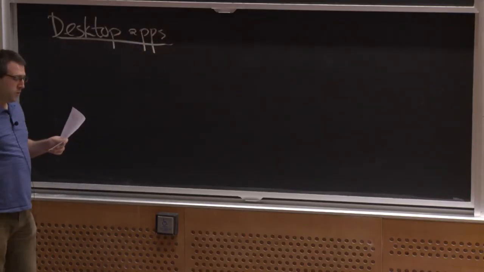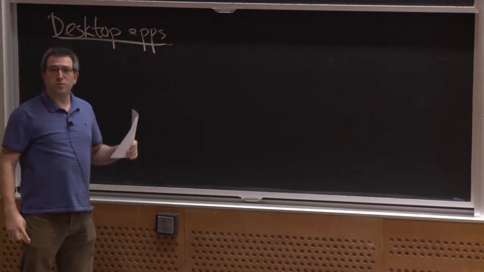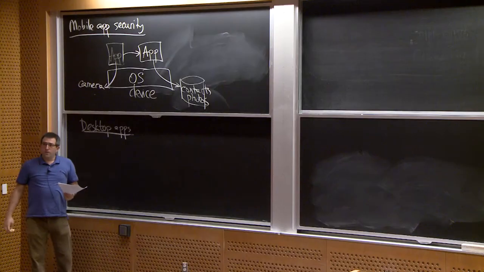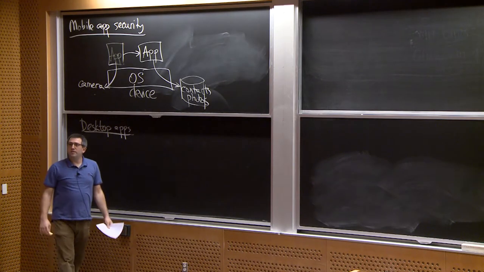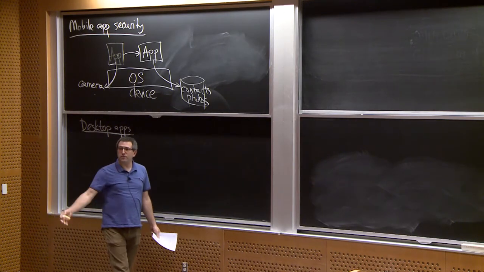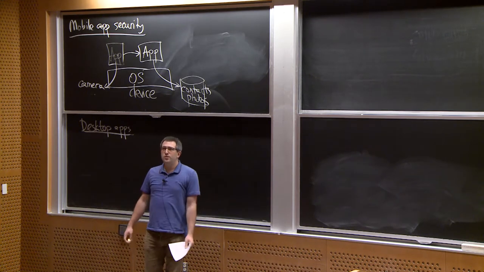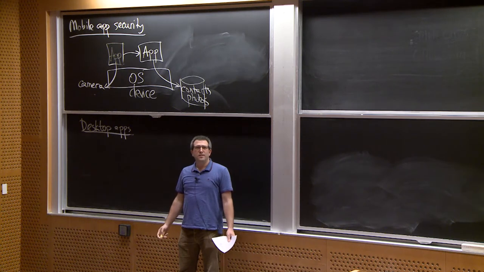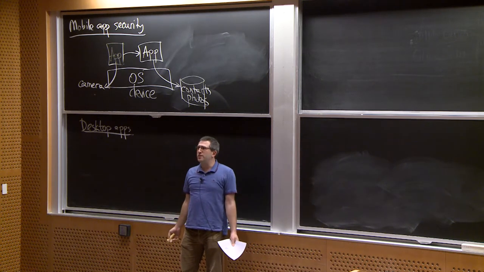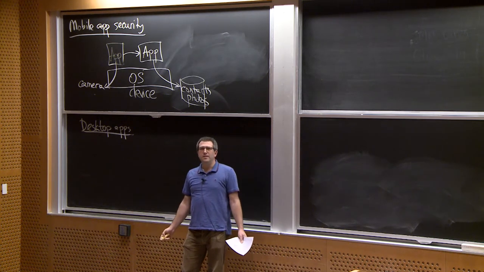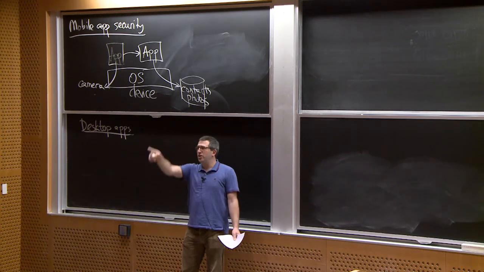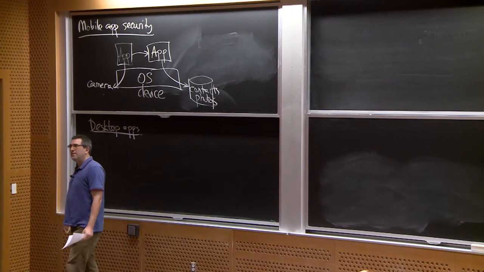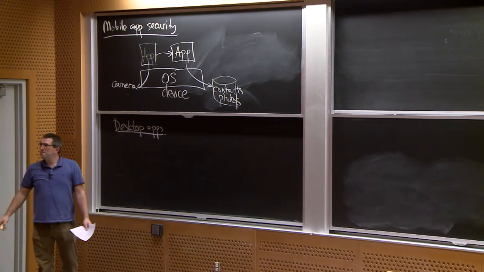So what does the world look like for desktop apps in terms of answering these questions of which apps can access what data? Well, is there any isolation if you're running a desktop operating system, like Windows or Linux? Do we have a picture like this? So what do these operating systems provide to us? Any isolation at all? Yeah. They give apps system calls, so that they can access all the data.